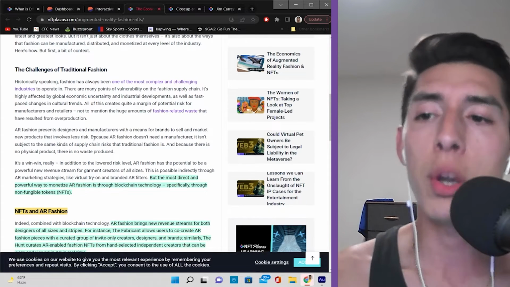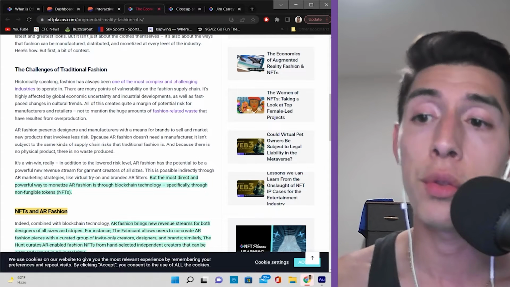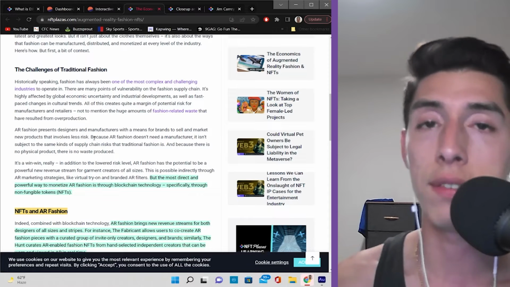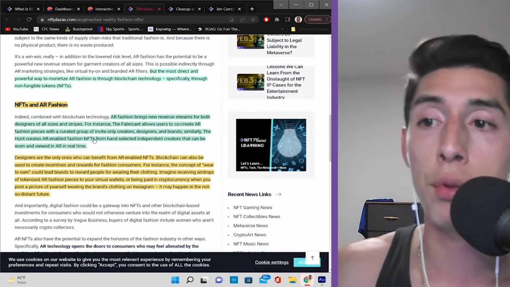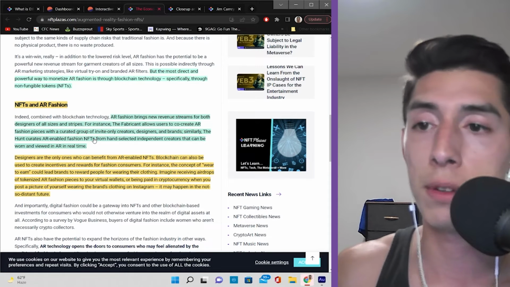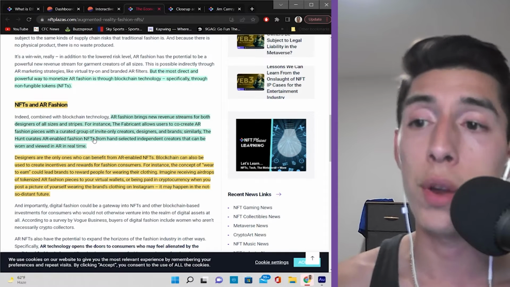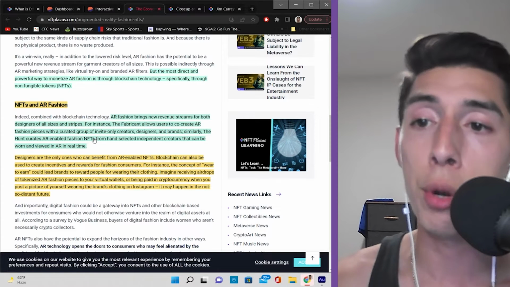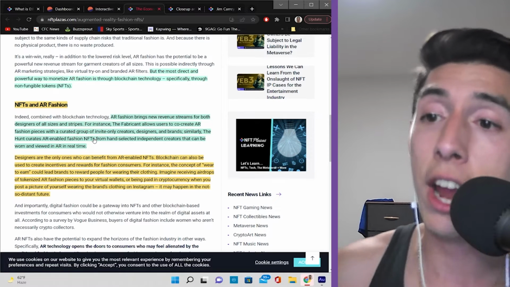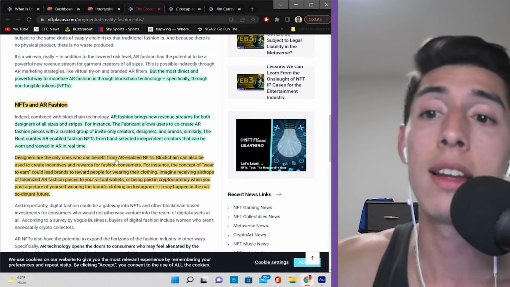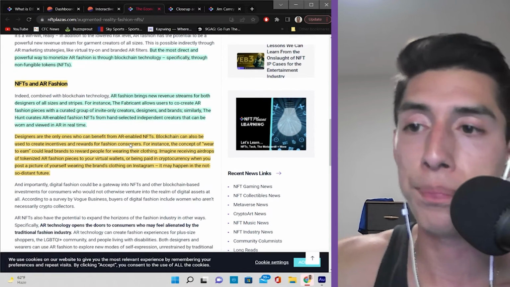So, the most direct and powerful way to monetize AR fashion is through blockchain technology, specifically through non-fungible tokens, aka NFTs. So, NFTs and AR fashion. AR fashion brings new revenue streams for designers of all sizes and stripes. For instance, the Fabricant allows users to co-create AR fashion pieces with a curated group of invite-only creators, designers, and brands. Similarly, the Hunt curates AR-enabled fashion NFTs from hand-selected independent creators that can be worn and viewed in AR in real time.